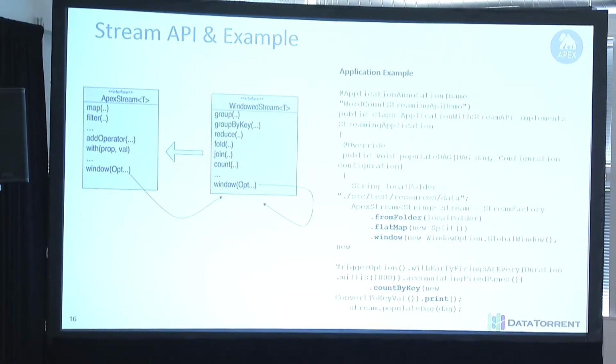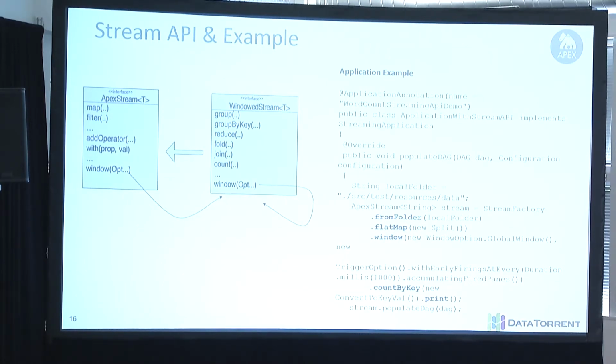Then you say you want to read something from a folder, apply a flat map on it, and then do some window transformations in which you are accumulating fired panes, basically keeping state until pruned, and then doing a count by key before you pump that out to a console out.